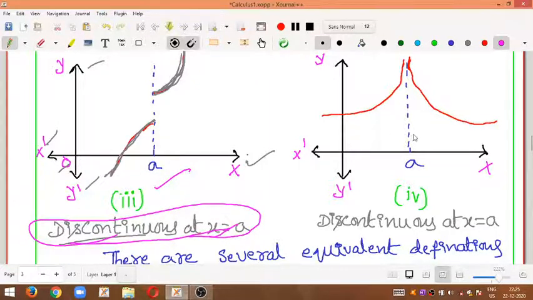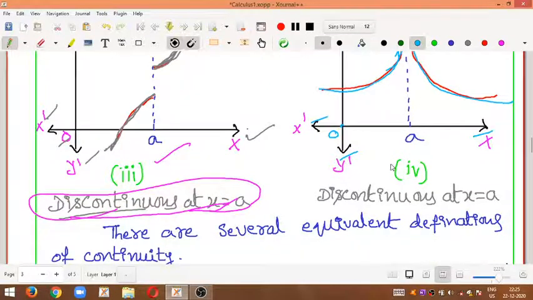Next, coming to this one. This is also breaking at this point, not intersecting here. See here at this point, the x dash, y dash, this is called origin O. So this is not intersecting or continuing at this point. So here a break is there, some break. So that's why this is not a continuous function. That means this is discontinuous at x equal to A.